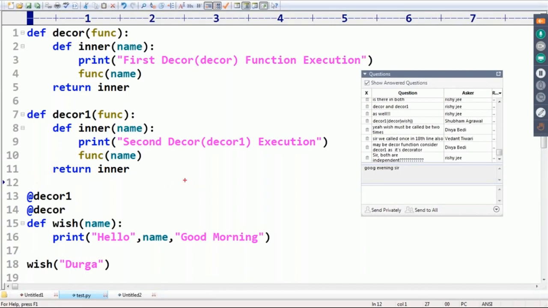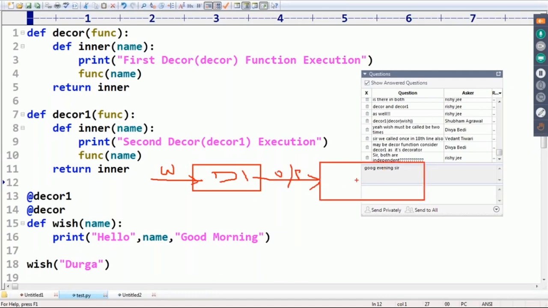This is the decor, this is decor one. For decor one, which is the input, automatically what will happen? Some output is going to come. This is the first decor one executed, and some output function is going to come. With this output function, decor 2 got executed.